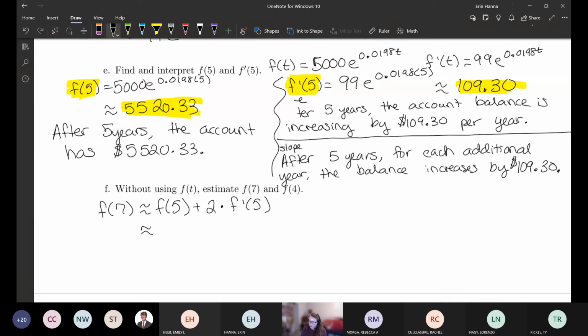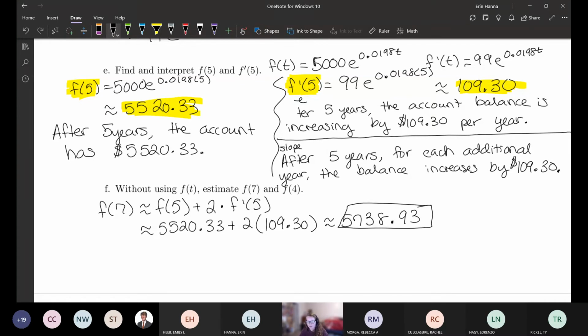So we have 5520.33 plus 2 times the 109.3. And this will give us an estimation of f of 7. We could, of course, check to see how close it is by plugging into the original function, but I don't actually care about that here. And then if we want f of 4, we still need to start at f of 5. You always need to start at the value that you're actually given. But here, since we want to go backwards, we need to subtract off derivative values. The difference between 4 and 5 is only 1, so we only need to subtract off 1 derivative value.